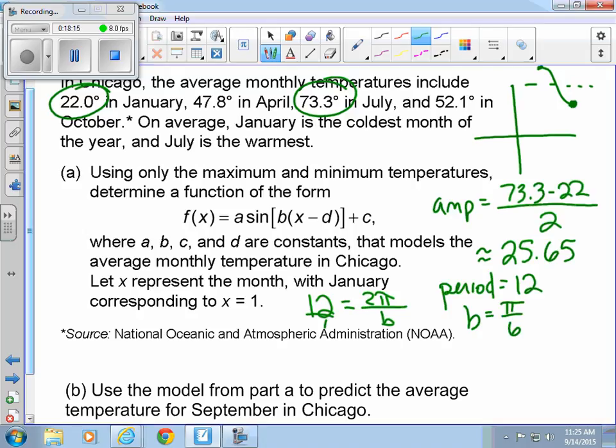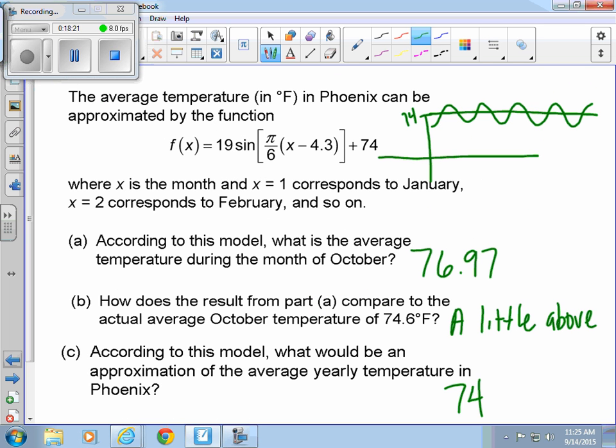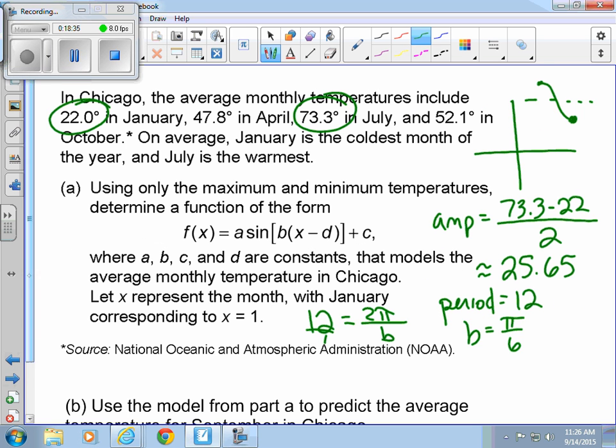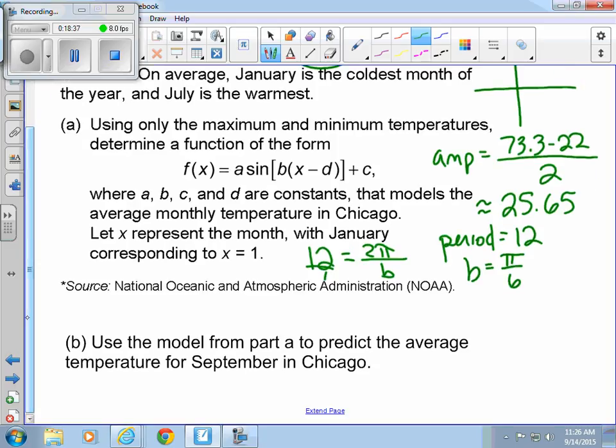Period is 12 months, and B would be pi over 6. So, does it make sense that on the last problem, I used pi over 6 for B? Any 12-month cycle is going to use pi over 6 for the B value, because of your time. That makes sense that they used that on the last problem. Any questions so far? I know A and I know B. And I need to know what else?